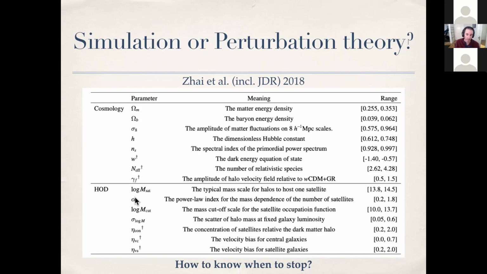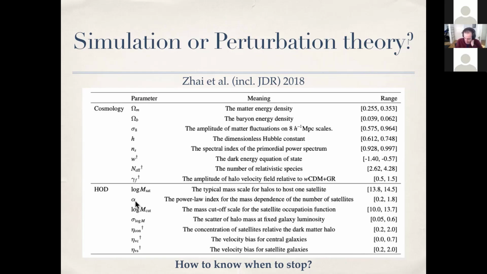The second thing is that even with this number of halo occupation distribution parameters, because this model is very phenomenological, it doesn't have a particularly good basis in theory. We don't really have a good feeling for when we should stop adding parameters to this model.